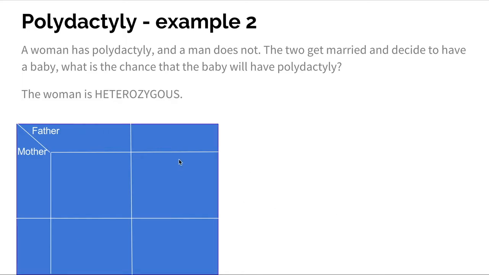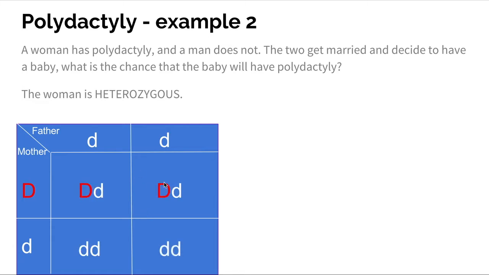What about if the woman is heterozygous? So same thing, but the woman is heterozygous. That means because she has polydactyly, she must have at least that polydactyly disease allele. But because she is heterozygous, that means the other one is different and recessive. Let's look at the offspring.